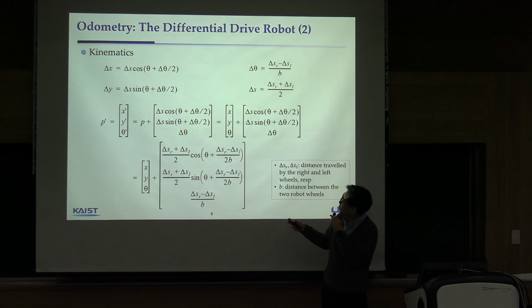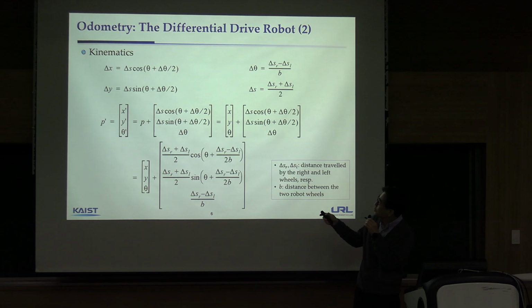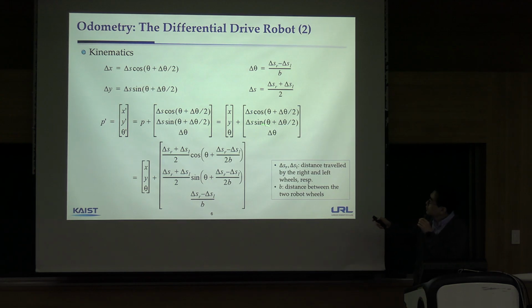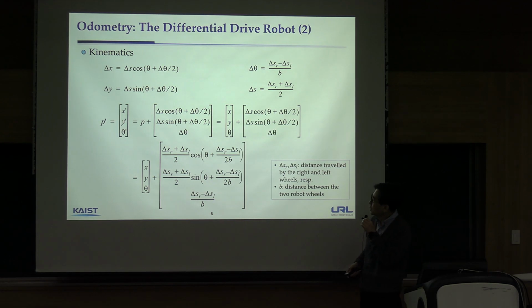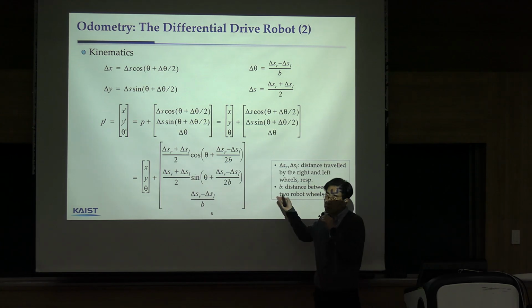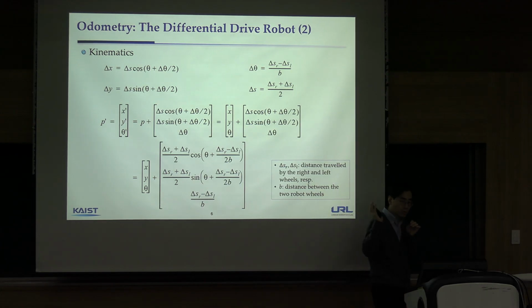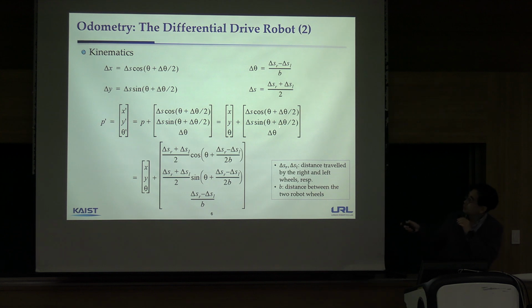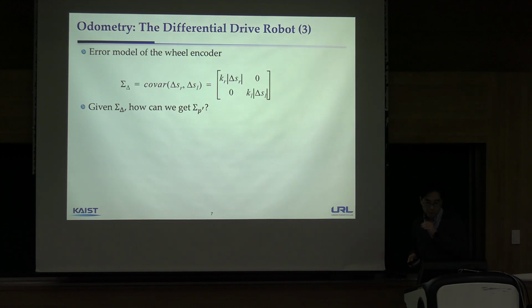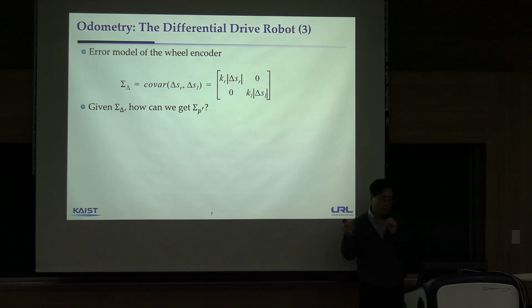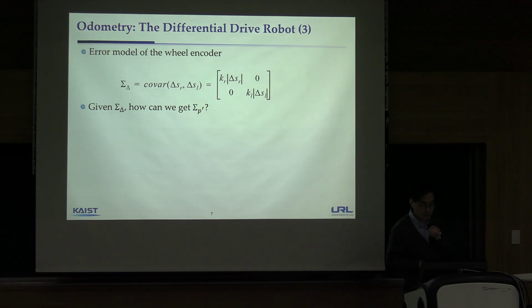So that's the final equation. XY theta is the previous position and orientation, and we add the incremental distances and the incremental angle change. So it is called the kinematic equation of the differential drive robot. And we should have the covariance model, the error model of the wheel encoder.